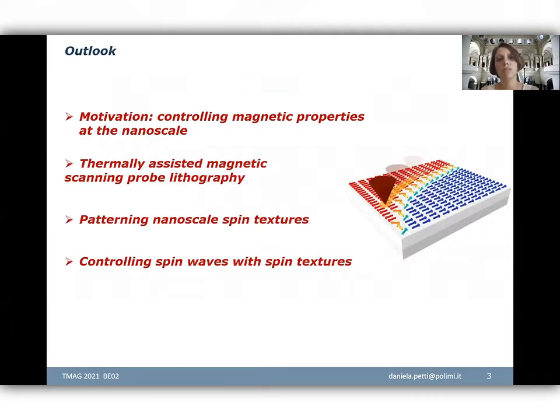This is the outline for my presentation. First, I will give you the motivation of this work, that is the control at the nanoscale of the magnetic properties of materials. Then I will introduce thermally assisted magnetic scanning probe lithography, and I will show you how to use this technique for patterning spin texture at the nanoscale. And then I will show you an application, that is the control of spin waves with this spin texture.